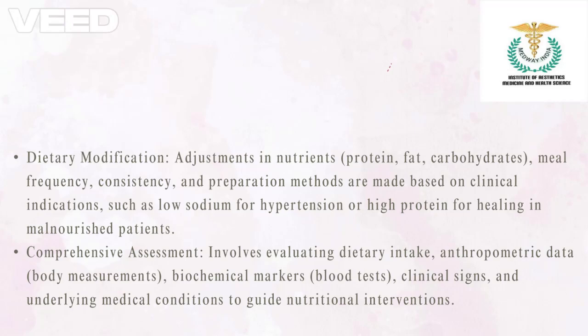And for comprehensive assessment, we have to go with anthropometric data, biochemical markers like blood parameters, and clinical signs and symptoms. So we have to take care of all the basic parameters, and then proceed with the dietary plan. Before that, we have to take a 24-hour dietary recall and food frequency questionnaire to know their dietary pattern.